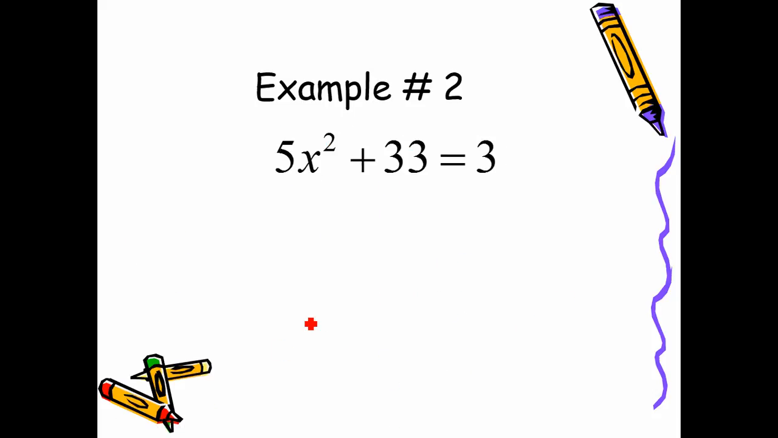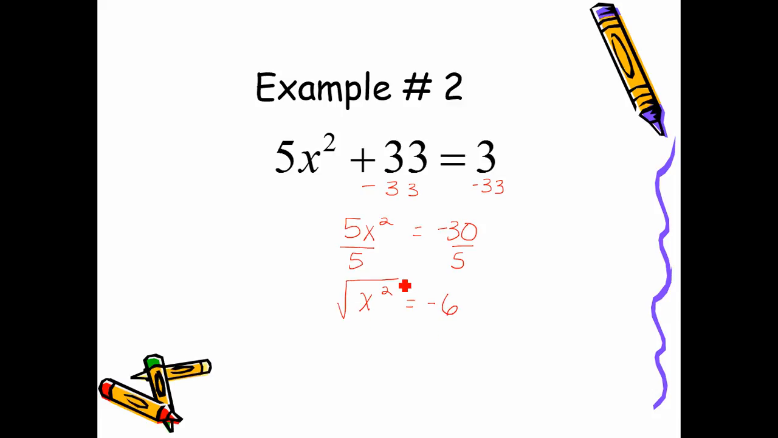All right, let's look at another example here. Here I have 5x squared plus 33 equals 3. So we're going to go through the same steps. We're going to subtract the 33 here. And I'd end up with 5x squared equals negative 30. Dividing by 5, x squared equals negative 6.